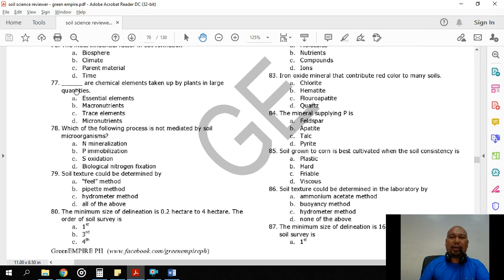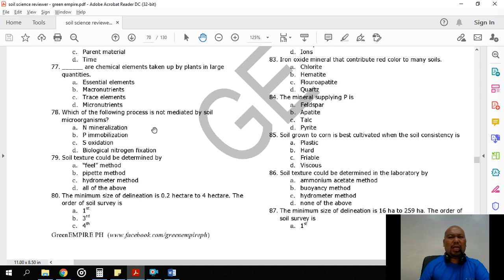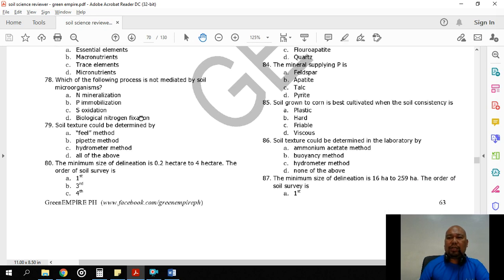Let's just go directly to number 77. Chemical elements taken up by plants in large quantities. Okay, essential elements, macronutrients, trace elements, micronutrients. Large quantities, therefore, macro. So that's the NPK. Okay? That's macronutrients. 77. 78.